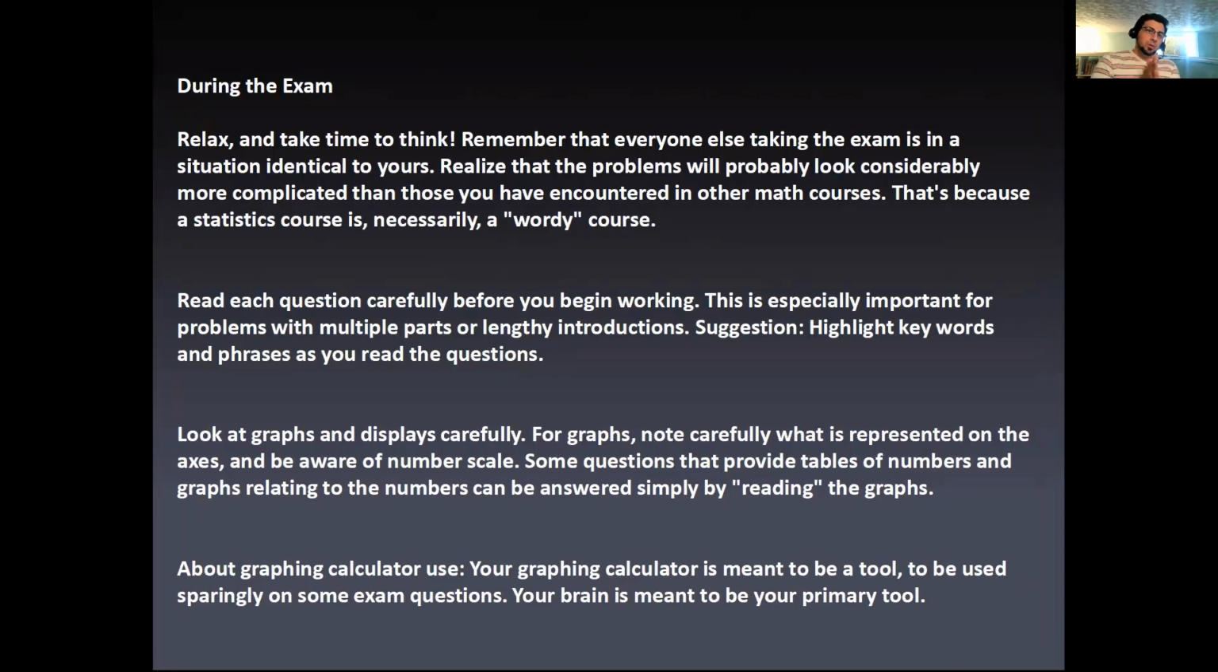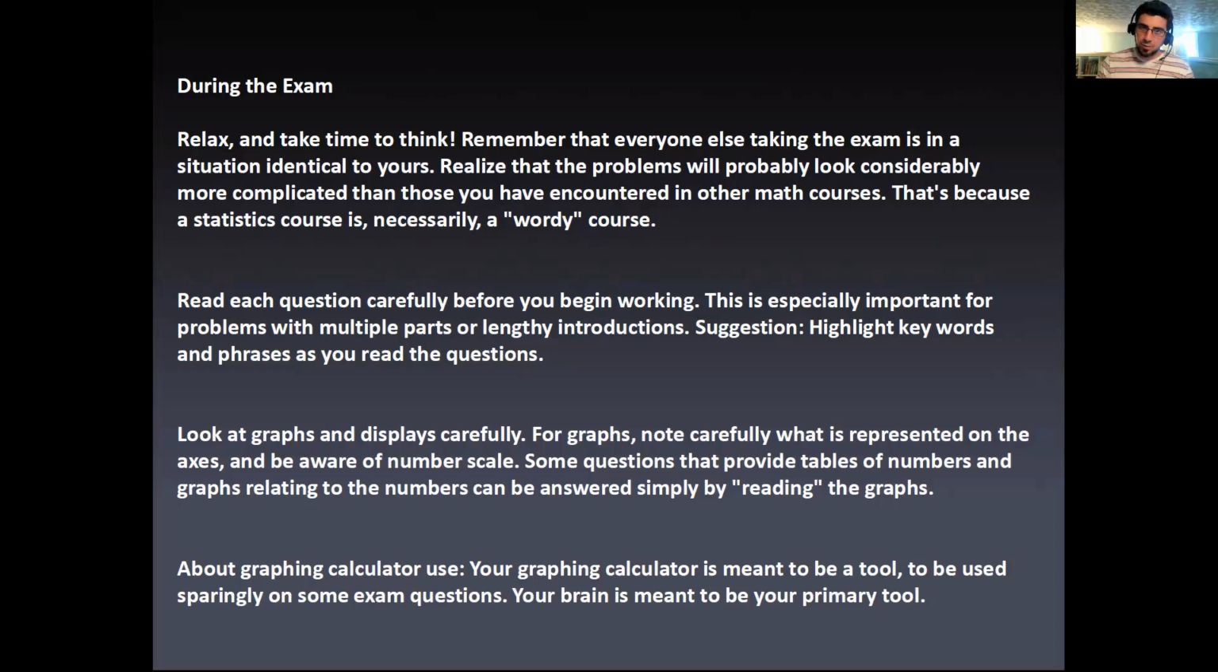Okay, now back to during the exam. Make sure you relax, take time to think. Remember, everyone else is taking an exam, and they're probably just as nervous or excited as you are. Some of the problems may look considerably more complicated than those you've encountered in other math courses. And that's because statistics is necessarily a wordy course. In other words, you're going to be doing a lot more writing, and you should be used to this by this point in the year.